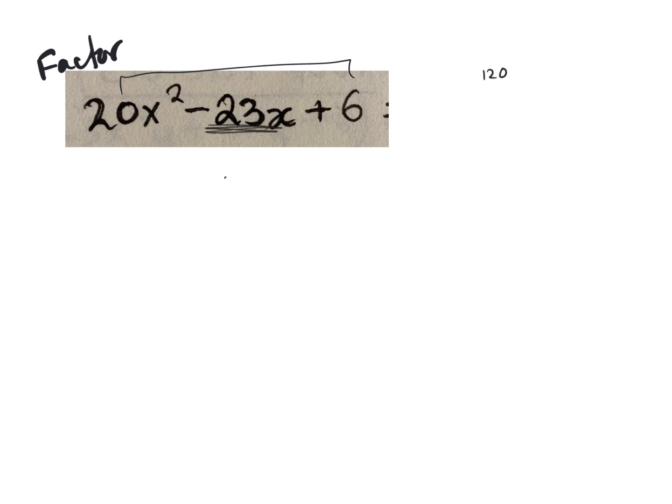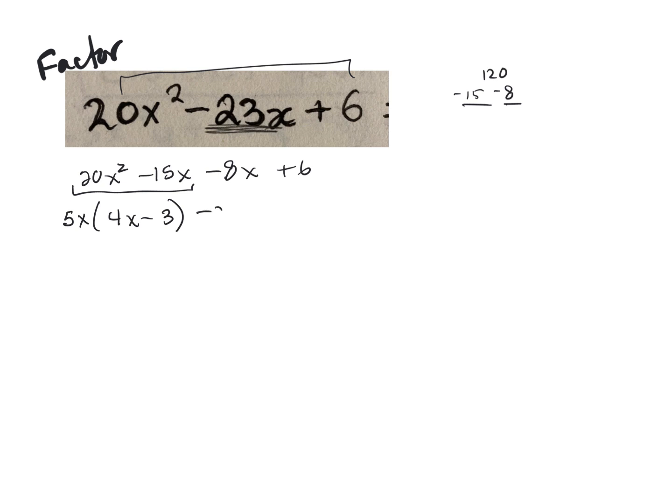Two numbers that multiply to that, 15 and 8, that also add to a negative 23, so these both have to be negative. And so I'd split the middle term to be a minus 15x and a minus 8x. Those numbers coming from right there, plus 6. Group factor, so I take a 5x out of here, left with 4x minus 3. This one, take a minus 2 out, left with 4x minus 3.